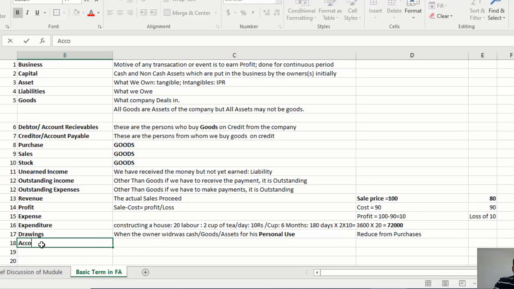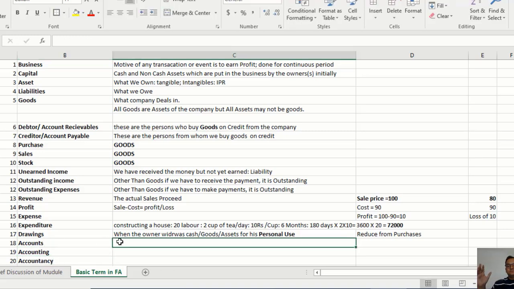Now comes the basic part, accounts. This is my favorite, accounting and accountancy. What is accounts? Whatever records we maintain in the company are called accounts. The records, in the form of journal, ledger, trial balance. Basically, accounts is a combination of ledger only. It's a pure ledger, but I'm just giving you an idea. Balance sheet, revenue statement, income statement, whatever you make, accounts. The actual financial records which you are preparing.